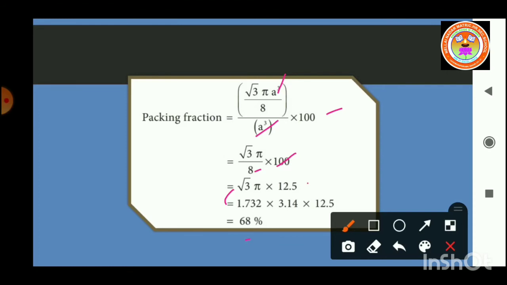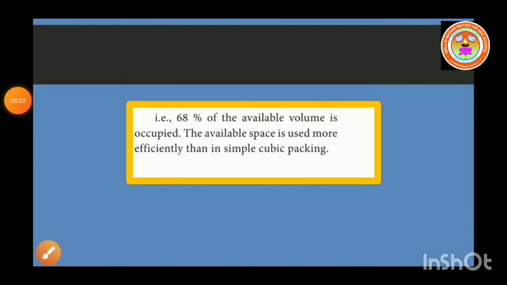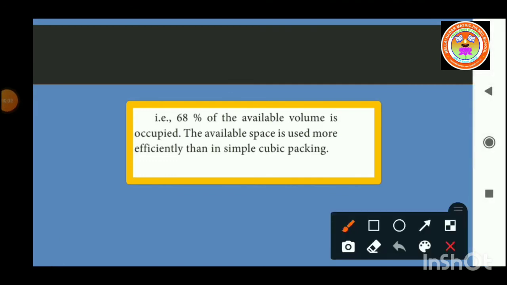68%. So see here, in the BCC unit cell, 68% of the available volume is occupied. The available space is used more efficiently than in a simple cubic packing. Now clear? So how to calculate the vacant space in the BCC unit cell? That is 100 minus 68, isn't it? So the vacant space is equal to 32%.